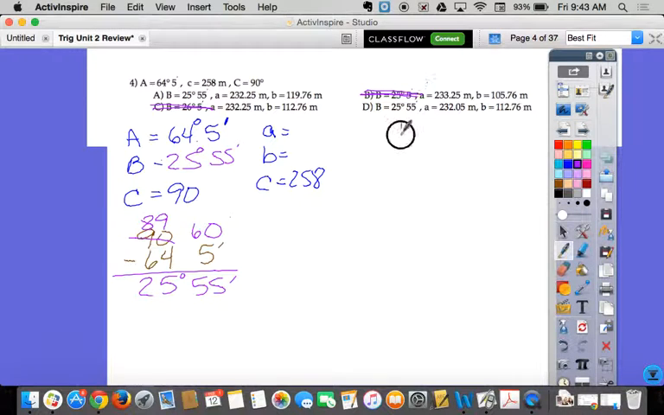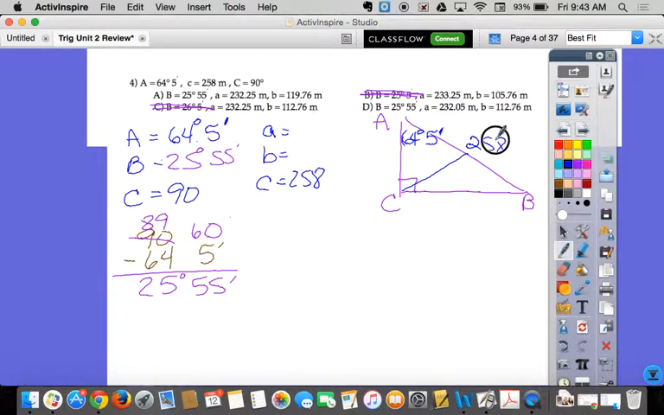So probably would help to draw the picture. We have an A and a B and a C. That's just my standard way of drawing them. That way I don't get confused. I'm a creature of habit. Oops, I keep writing that as a decimal, and it's not a decimal. It's degrees, minutes, and seconds. 64 degrees 5 minutes. There we go. Okay. Little c is over here, opposite of C, so 258.